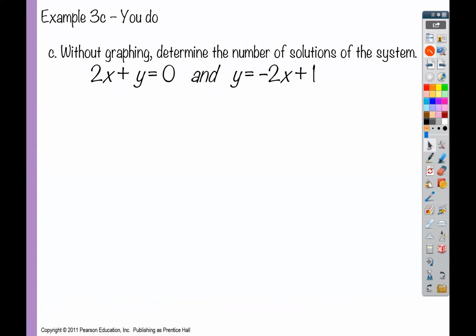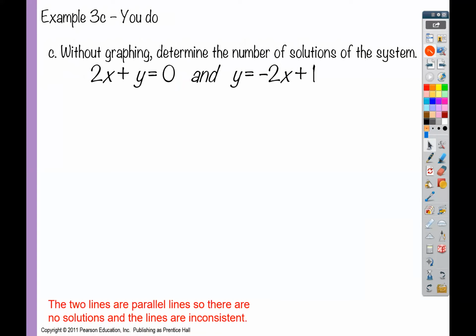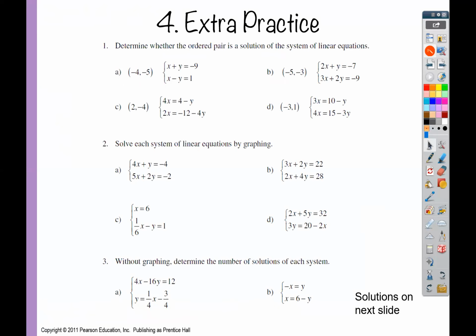All right, 3C, you go ahead and try this one. And you should see that they're parallel, so they have no solutions and the lines are inconsistent, because both of the slopes would be -2 and you have different y-intercepts. All right, so you can go ahead and pause this and get some extra practice in.